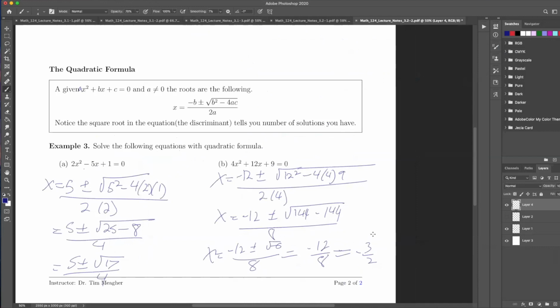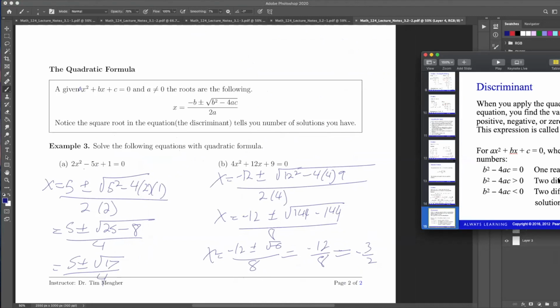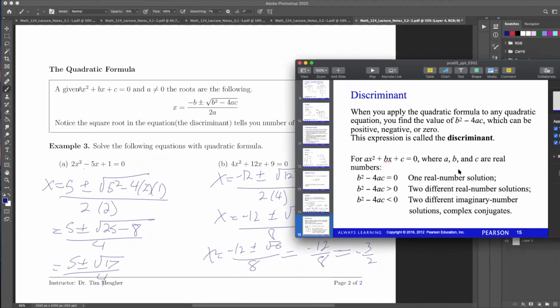If I have the square root of 0, I only get one solution. Technically, you have that same solution twice in terms of what we say in math, but you can just say it's one solution. So if it's 0, it's one solution. If it's greater than 0, it's two real solutions. If it's less than 0, it's two imaginary solutions. Okay.